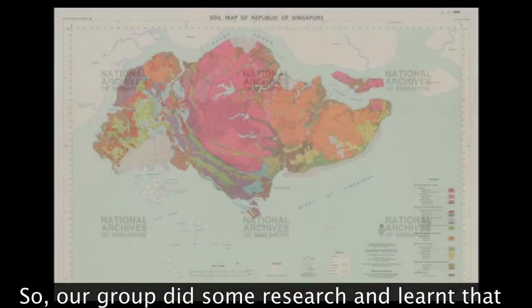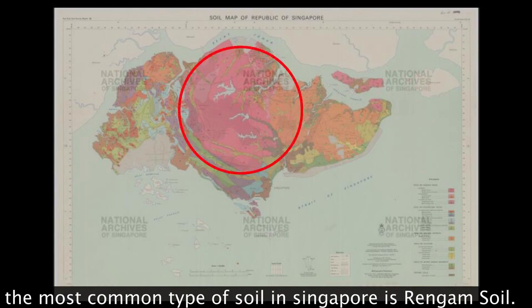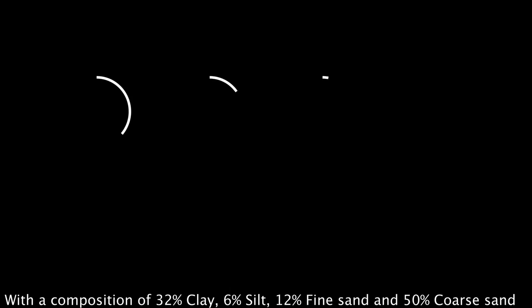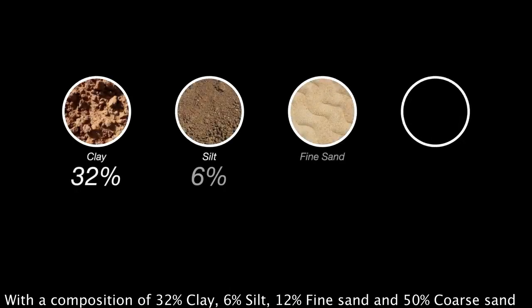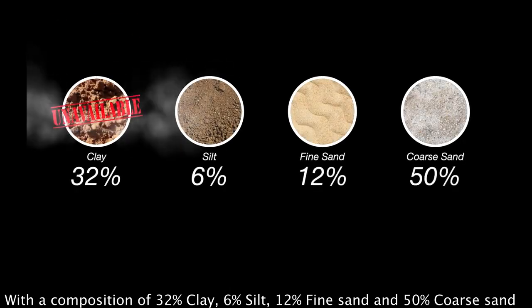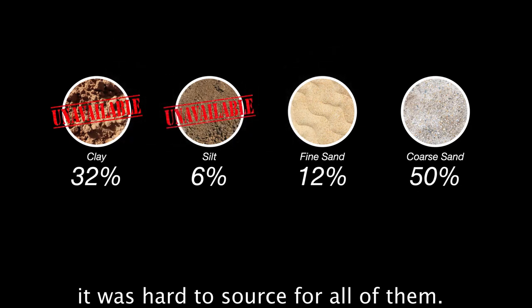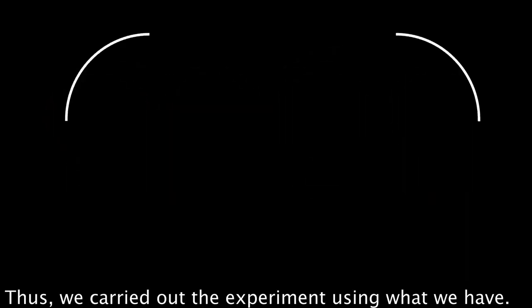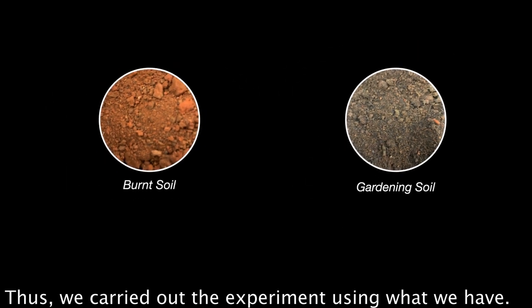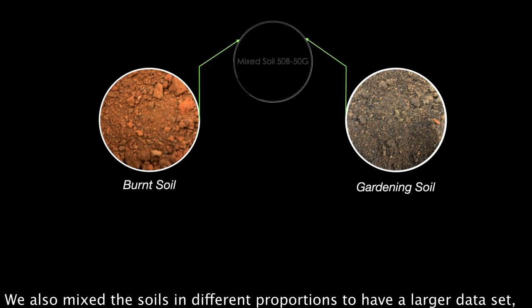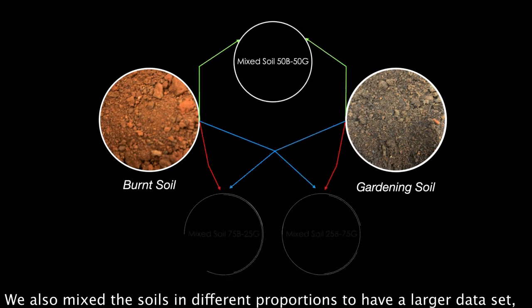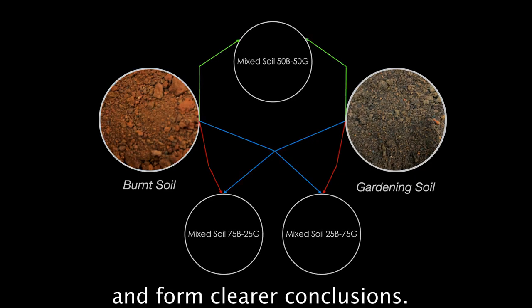So, our group did some research and learned that the most common type of soil in Singapore is Rengam soil. With a composition of 32% clay, 6% silt, 12% fine sand and 50% coarse sand, it was hard to source for all of them. Thus, we carried out the experiment using what we have. We also mixed the soils in different proportions to have a larger data set and form clearer conclusions.